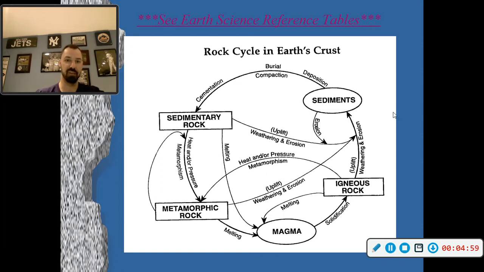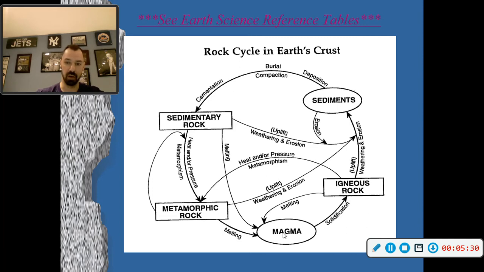If I have a sedimentary rock and I want to change it into an igneous rock, what has to happen? First you're going to melt it, so you follow the arrow that goes melting to magma, and then magma solidifies and becomes igneous rock. So you have to look at the arrows going between. You can actually start from the ending rock and go backwards to figure out how you got there: melting to magma, solidification, igneous rock.